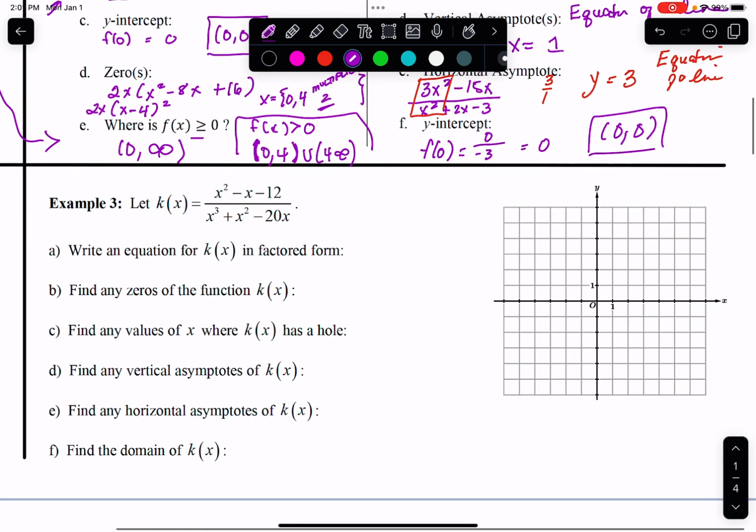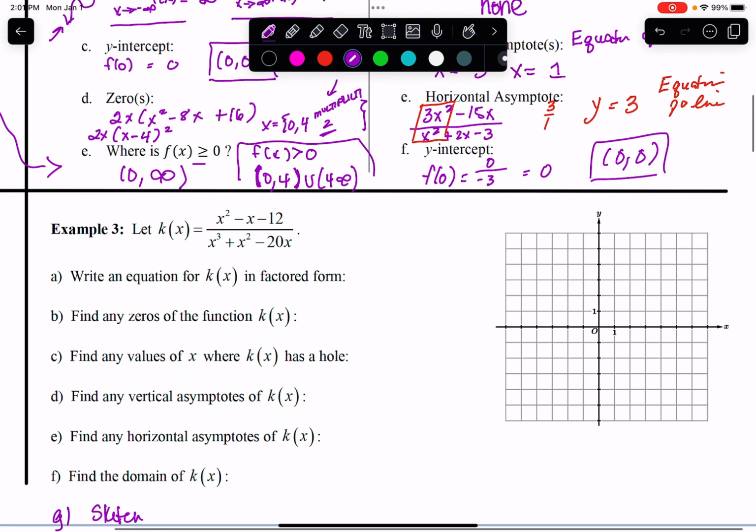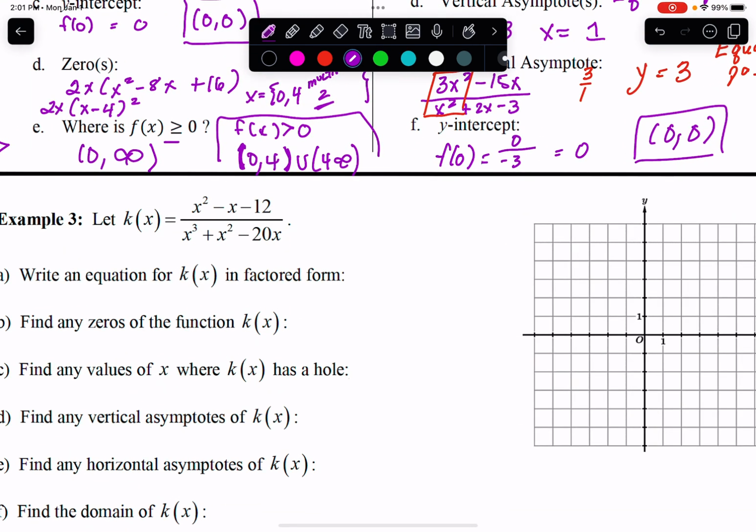Okay, let's look at example 3, and we're also going to sketch it, but it doesn't say that, so I'm going to add G down here, sketch. Okay, we have another rational function. It is in general form, not in factored form, so the first thing we're going to do is factor it. So this looks like the top is going to be factored into x minus 4 and x plus 3. I hope you're all up to date on your factoring. If not, you need to practice. The bottom would be x and then x squared plus x minus 20. And that would go further.